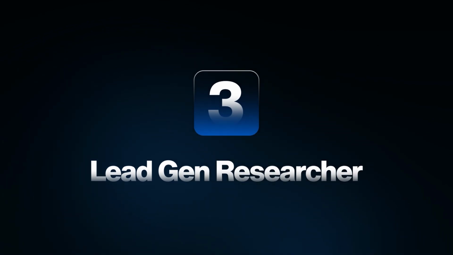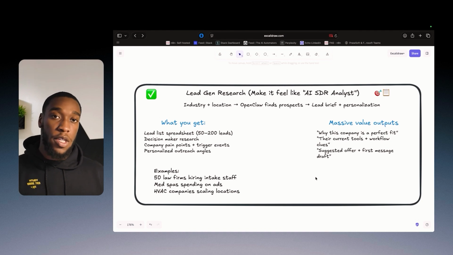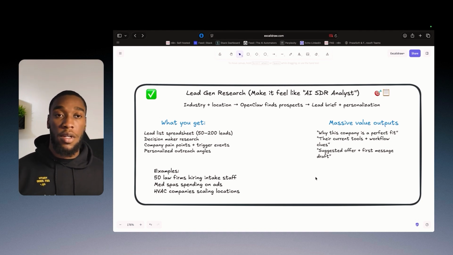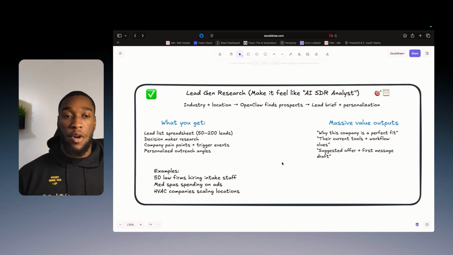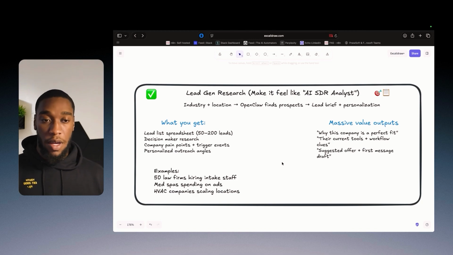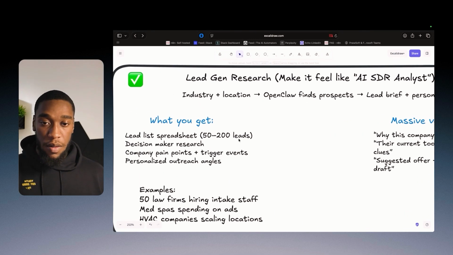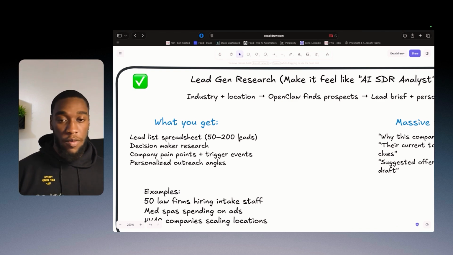Moving on to the next use case, a lead gen researcher. This is kind of similar to the first use case that we mentioned, but this is more tailored to lead generation and enrichment. Looking at, for example, industry and location, OpenClaw can find prospects and then produce a lead brief plus personalization for each lead. What you get is a spreadsheet of leads, for example, in the range of 50 to 200. It can even be more.